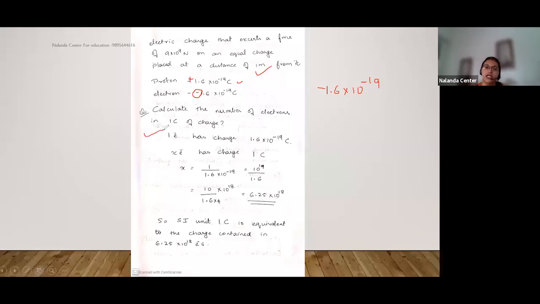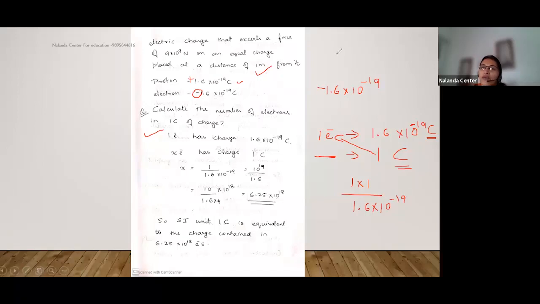Calculate the number of electrons in 1 coulomb. So how do you do that? 1 electron has a charge of 1.6 into 10 raised to minus 19 coulombs. Now, what is the number of electrons in 1 coulomb? Coulomb has to be written below coulomb itself. We use the cross method, hope my kids remember this: 1 into 1 divided by 1.6 into 10 raised to minus 19.